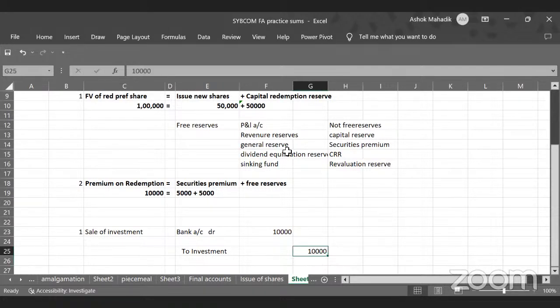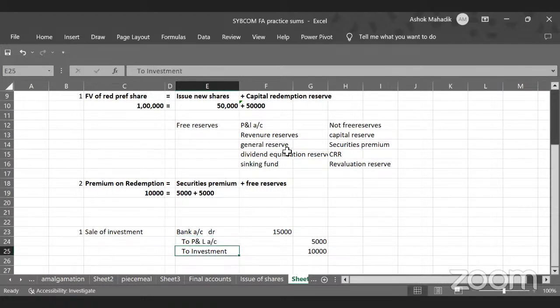But as I told you, that investment worth 10,000 is sold for 15,000. So the equation is not matching. We have earned some profit. So profit is always credit: debit all expenses, credit all incomes. So you have to book that 5,000 on the credit side because debit and credit columns should match. And that profit will be transferred to P&L account. So, to P&L account. Understood? Very simple.